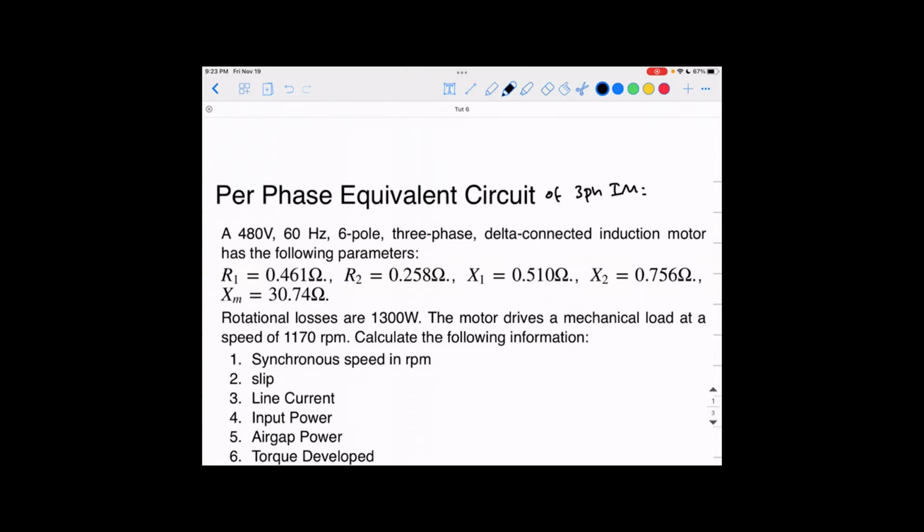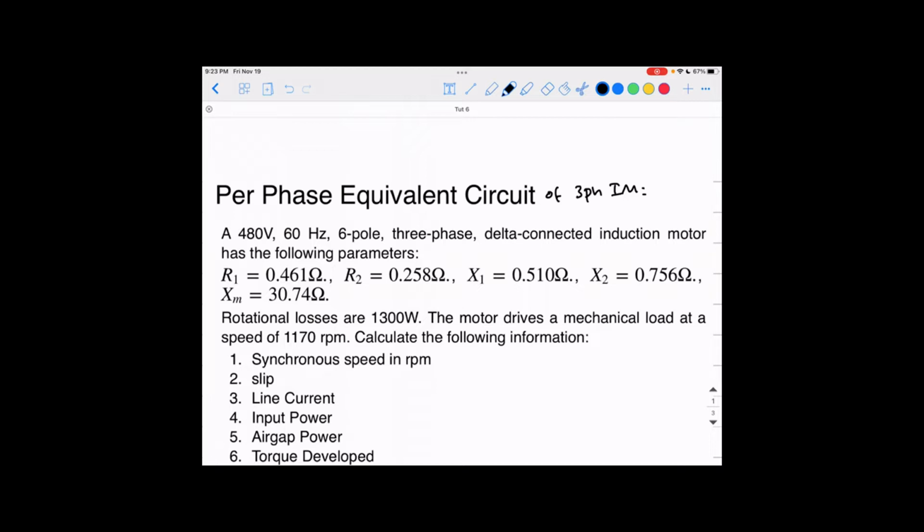Hello everyone and welcome back to NL 582, Modeling and Control of Electric Machines and Drives. And this is tutorial number 6. And we'll be dealing today with the equivalent circuit of three-phase induction motor.